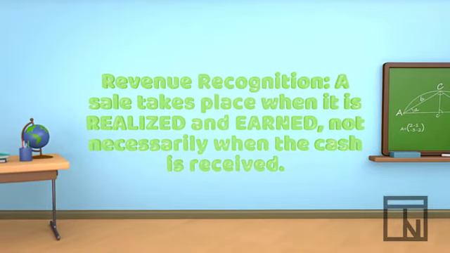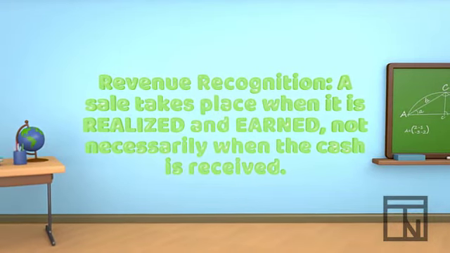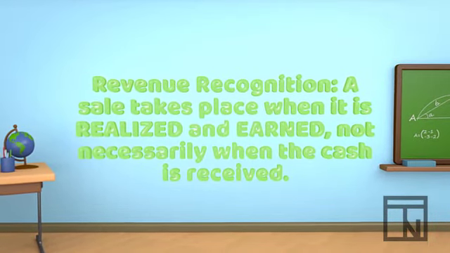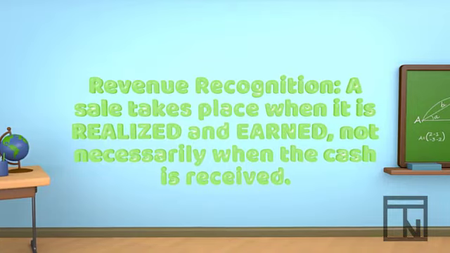area of GAAP principles. For now, though, the important thing to remember is that a sale takes place when it is realized and earned, and not necessarily when the cash is received. That's the revenue recognition rules.